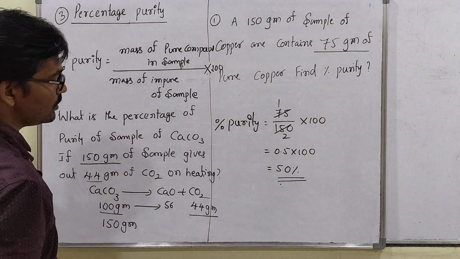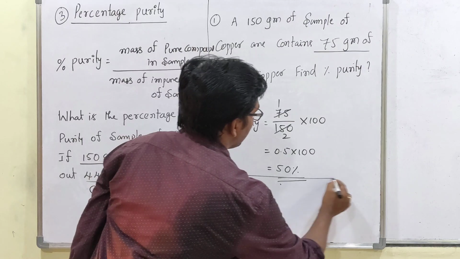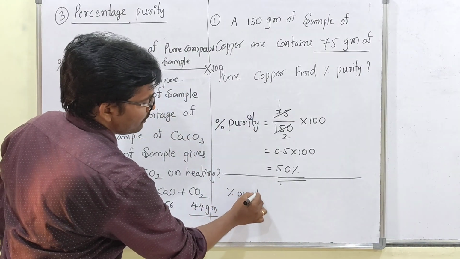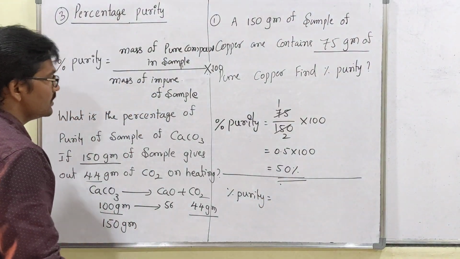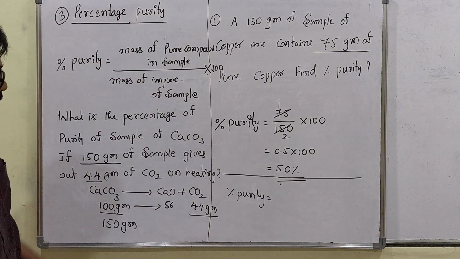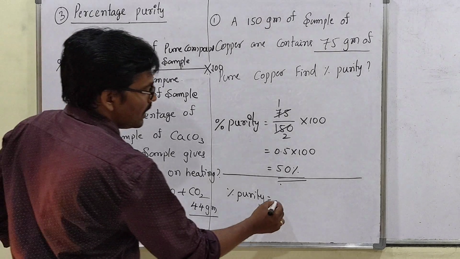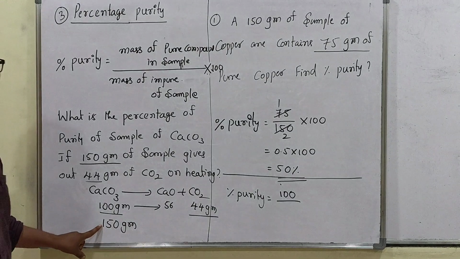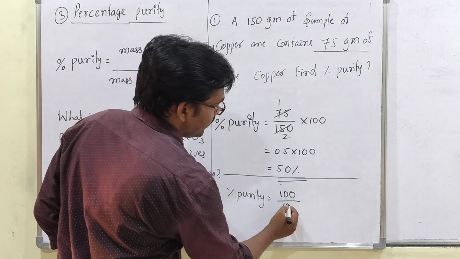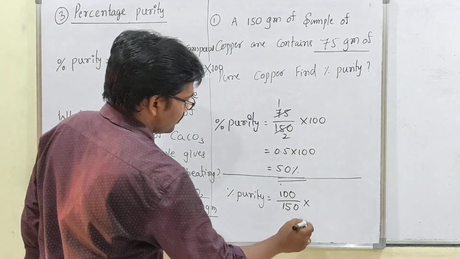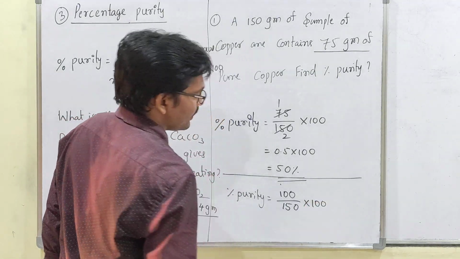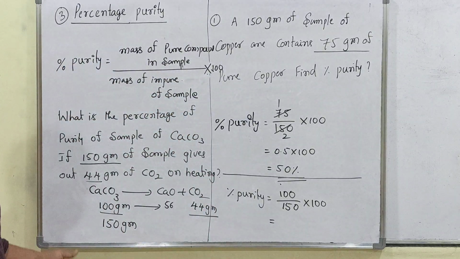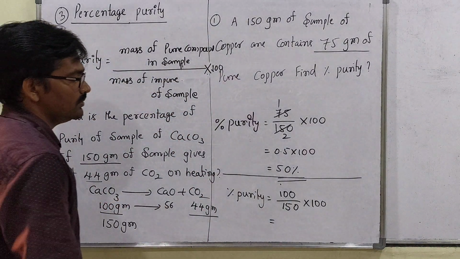Sir, that is 44. So what is the percentage of purity of the compound, they asked. So percentage of purity equals mass of pure compound divided by mass of impure compound into 100. So mass of pure compound, how much is there? 100. Impure, what is there? 150. Into 100. Clear, my dear students? So 100 divided by 150 into 100.